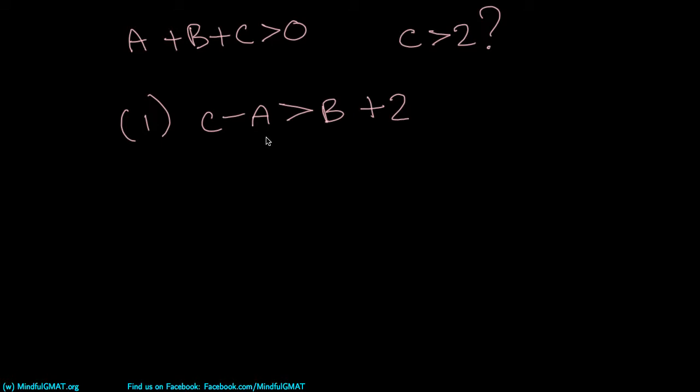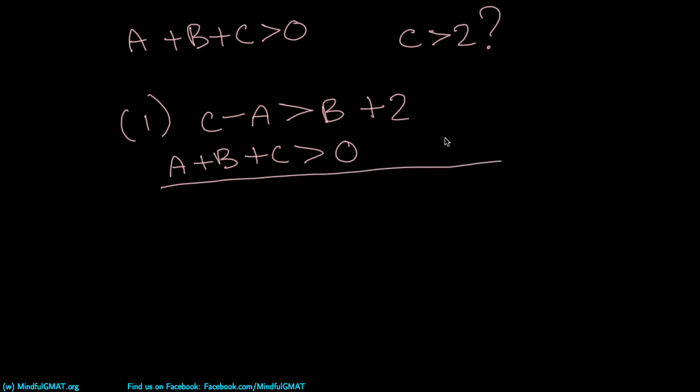What we're going to do now is add the two inequalities. So we just add them. We write a plus b plus c here and 0 there, and we add them. And you can do that as long as the inequality signs point in the same direction. And that's the case here.